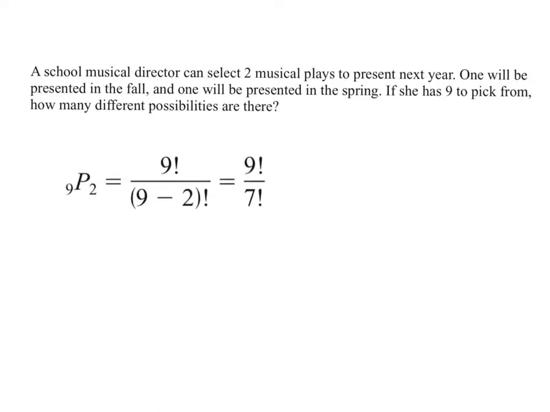9 things, we're choosing 2 of them. How many had that? Okay. So it's just 9 times 8. It is just 9 times 8. Because again, this is 9 times 8 times 7 factorial. So you don't need a calculator to do this, right? The 7 factorials just cancel out. And you get 72. So there's 72 possibilities that this musical director could use. Okay? That's a lot. How many had that? Alright, good.